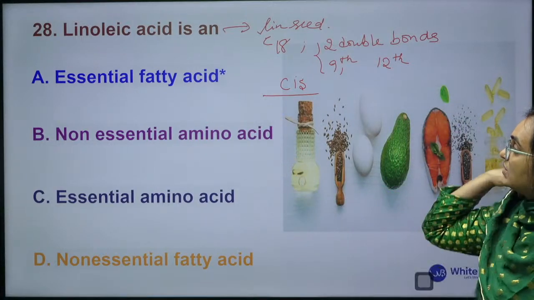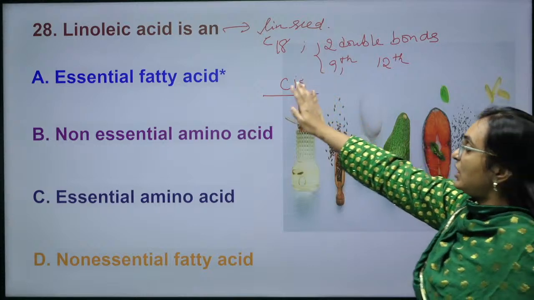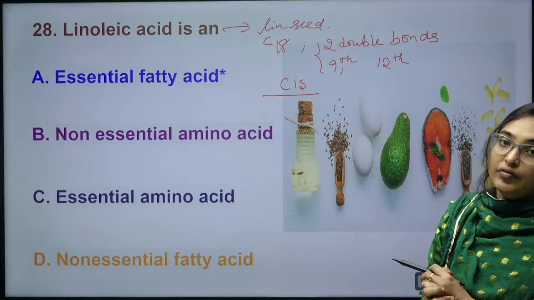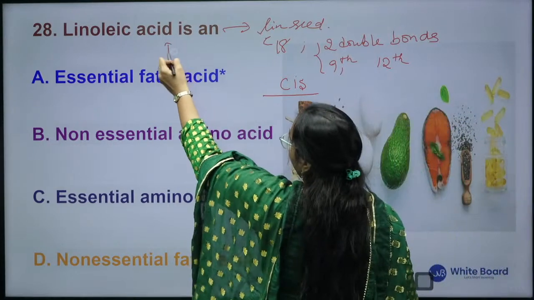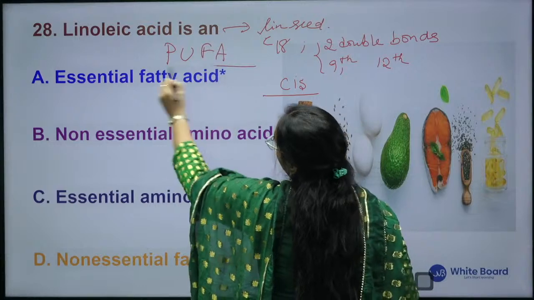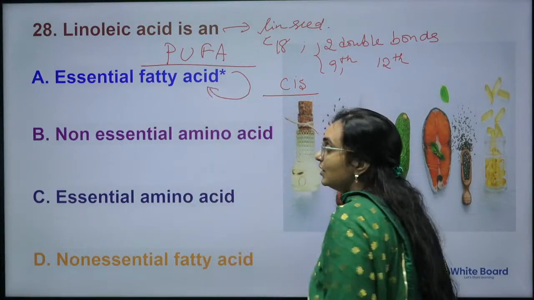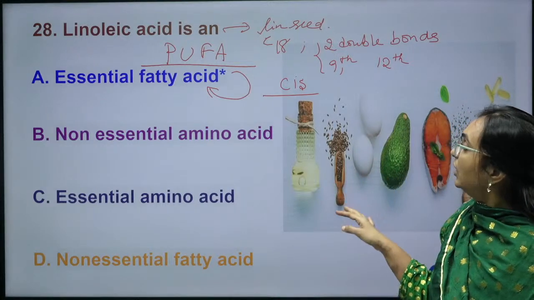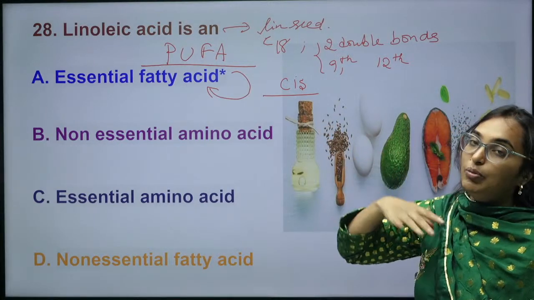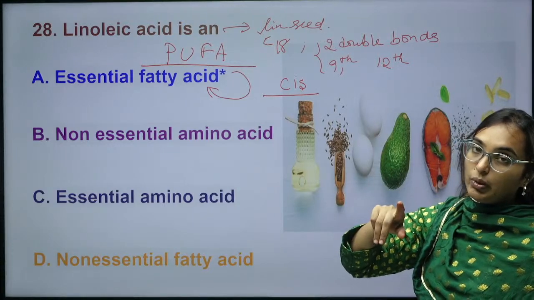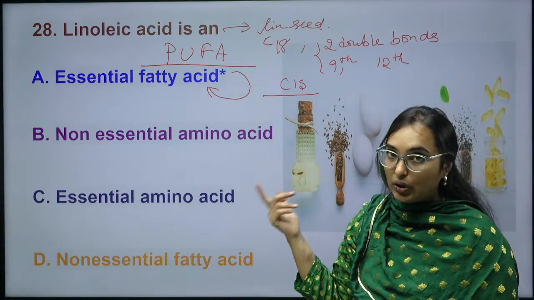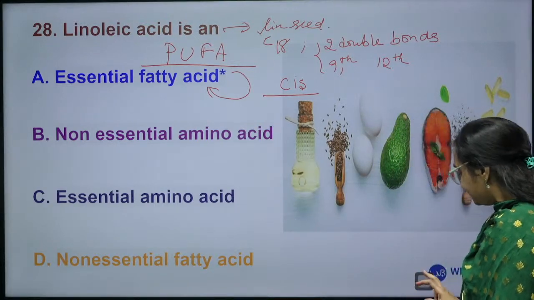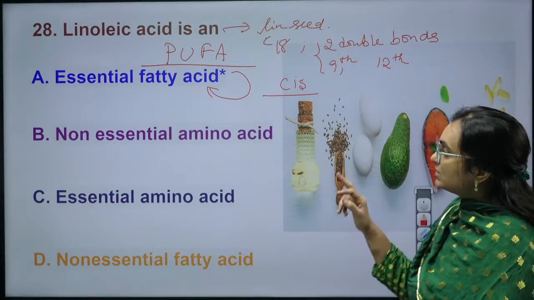So linoleic acid is obtained from linseed, having 18 carbons, and it is an example of a polyunsaturated fatty acid, PUFA, and an essential fatty acid. It has 18 carbons with 2 double bonds. The first double bond is at the 9th position, the second at the 12th position, and the conformation is cis. So here the answer is A.